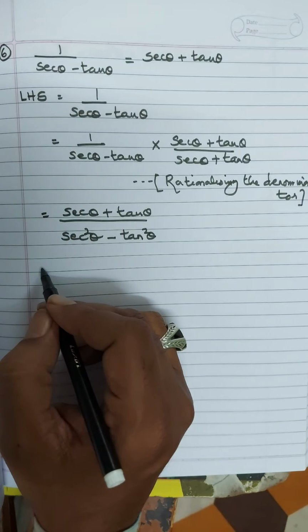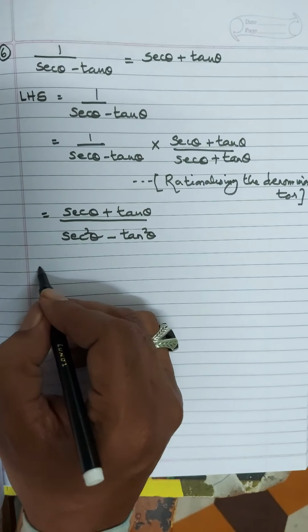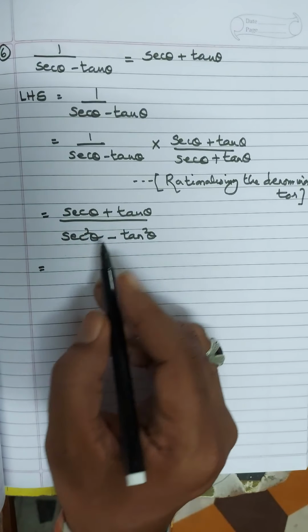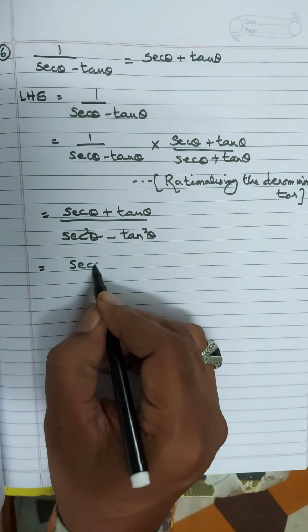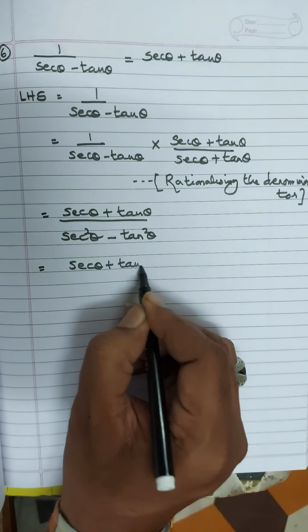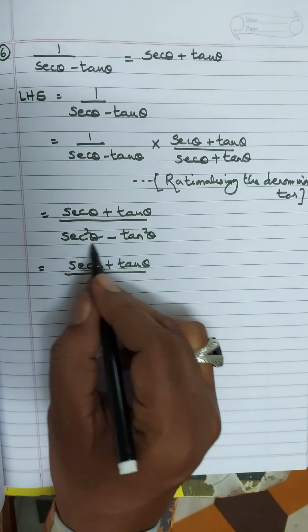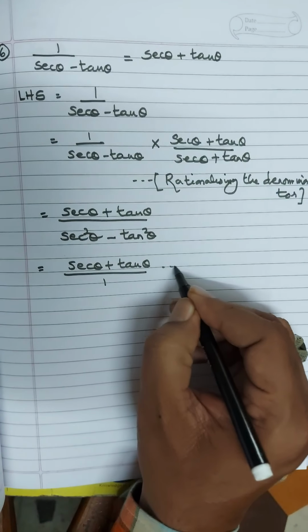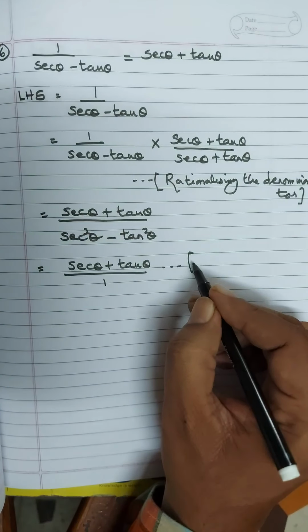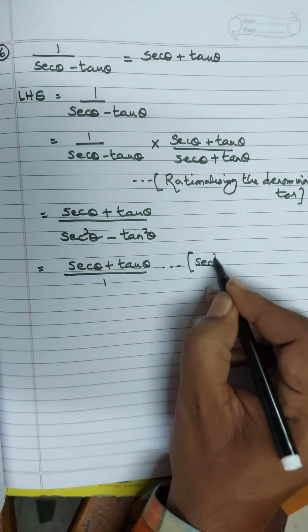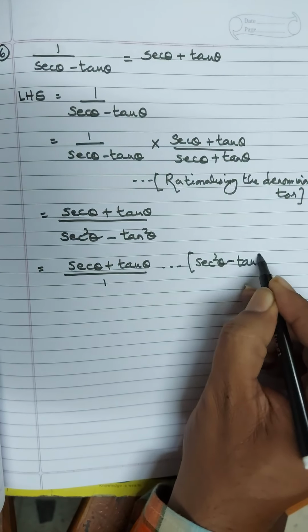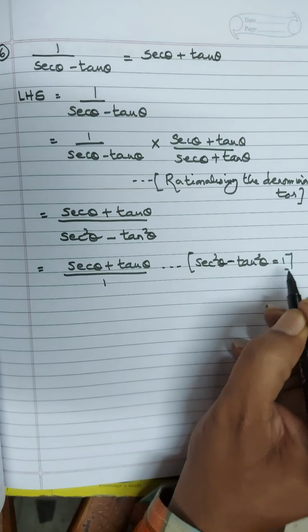Okay, so what we have to do is we need to go to the identity now. See here, sec theta plus tan theta will remain as it is only, plus tan theta, and here sec square theta minus tan square theta is equal to 1. We can write here 1, and we can write the reason also. So what is the reason? Sec square theta minus tan square theta is equal to 1.